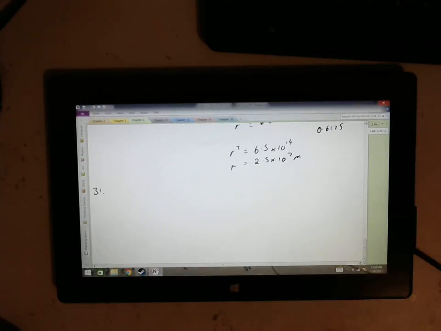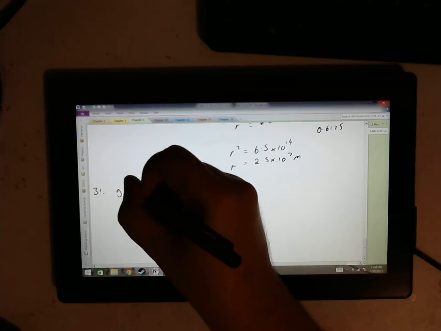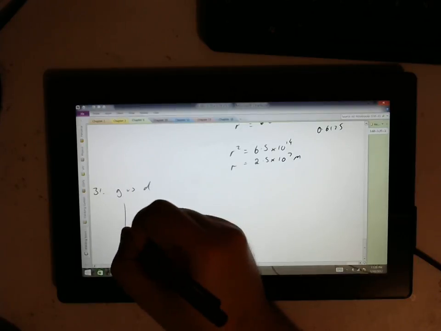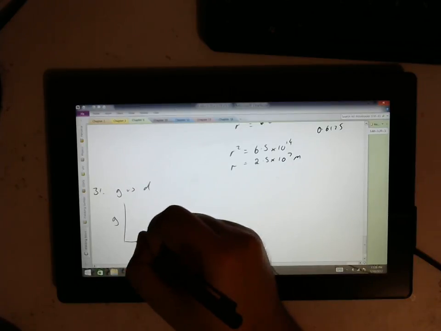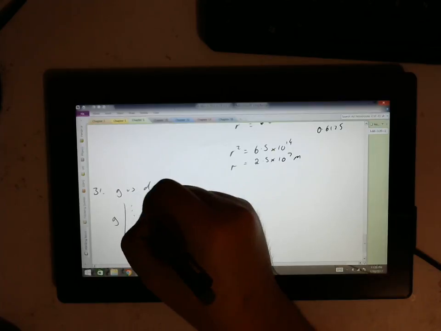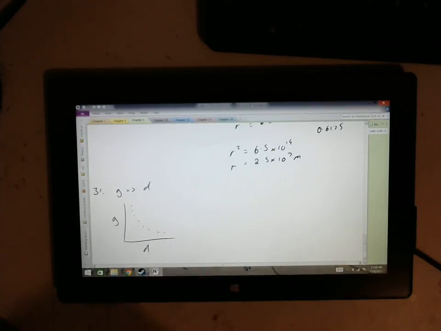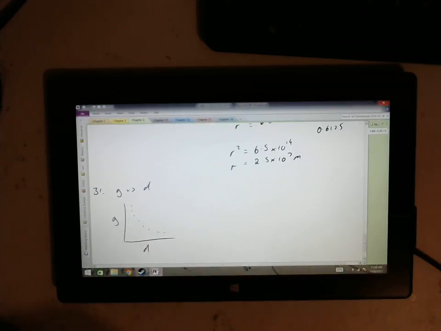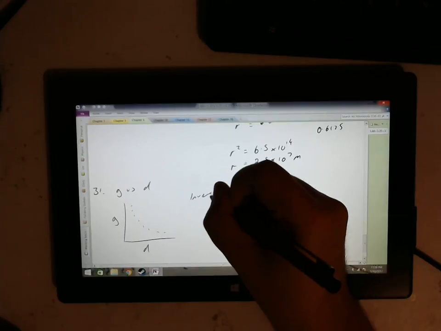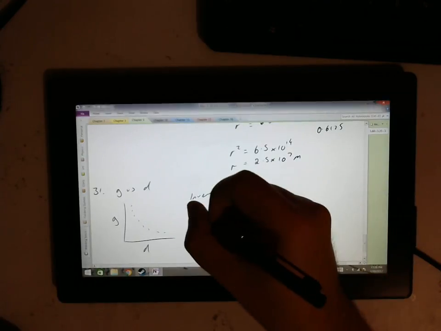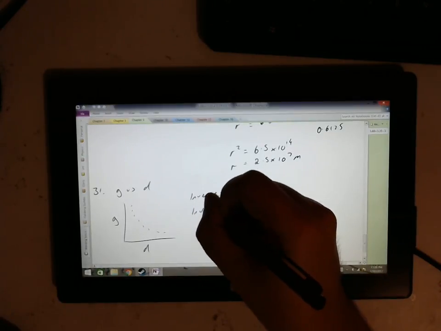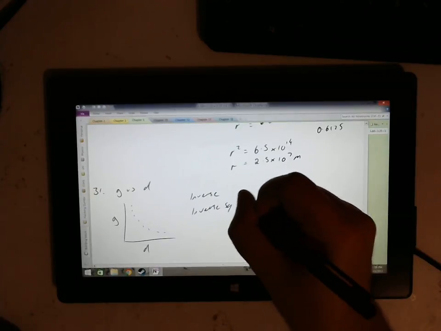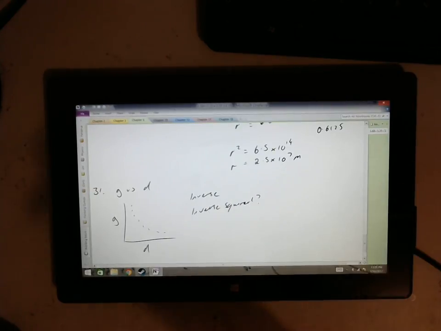Now, that first one of G versus D, if we have G here and D here, we get a set of numbers that kind of look like that. Now, if you see this sort of shape, because the next thing it says to do is to comment on the relationship. So this is an inverse relationship, at least. Could be inverse squared. But it's at least inverse.